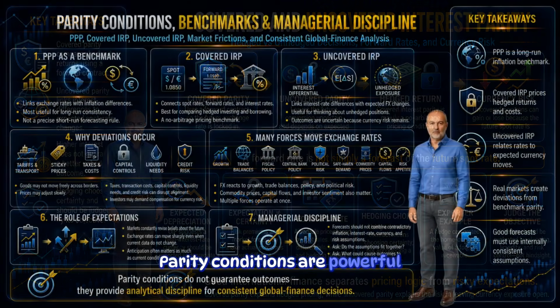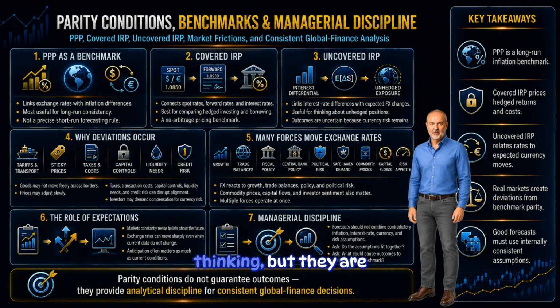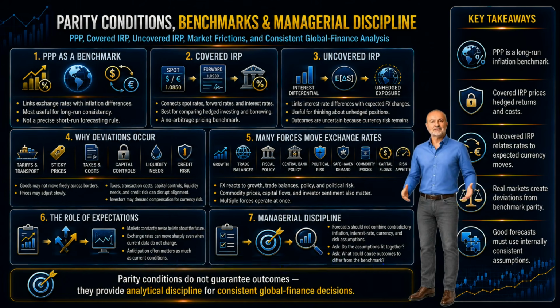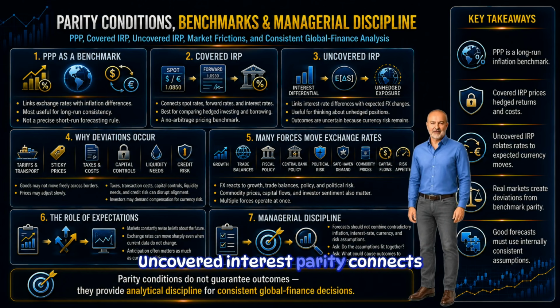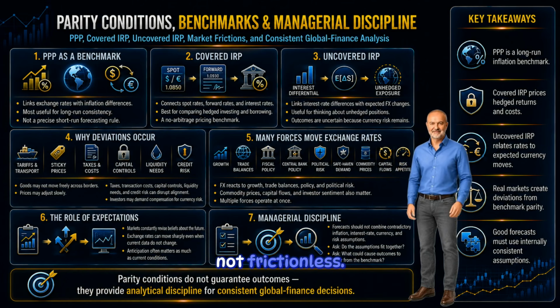Parity conditions are powerful because they organize financial thinking, but they are benchmarks rather than perfect forecasting laws. Purchasing power parity connects exchange rates with inflation and is most useful for long-run consistency. Covered interest parity connects spot rates, forward rates, and interest rates, and is most useful for evaluating hedged strategies. Uncovered interest parity connects interest rate differences with expected currency changes, and is most useful for understanding the risk in unhedged positions. Realized exchange rates can depart from these benchmarks because the world is not frictionless.